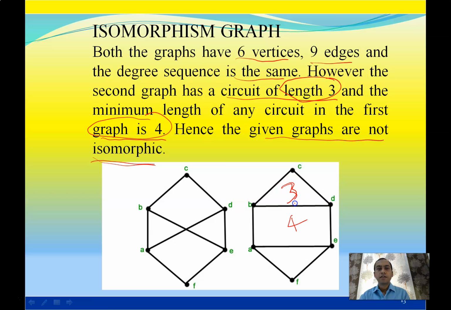Okay, second graph circuit length 3, there are 2 circuits of length 3, but here there is no circuit of length 3, so it is not isomorphic. Clearly understood? Every cycle is 4 here, while there it is 2, 3, so 2 cycles of length 3, so it is not an isomorphic graph.